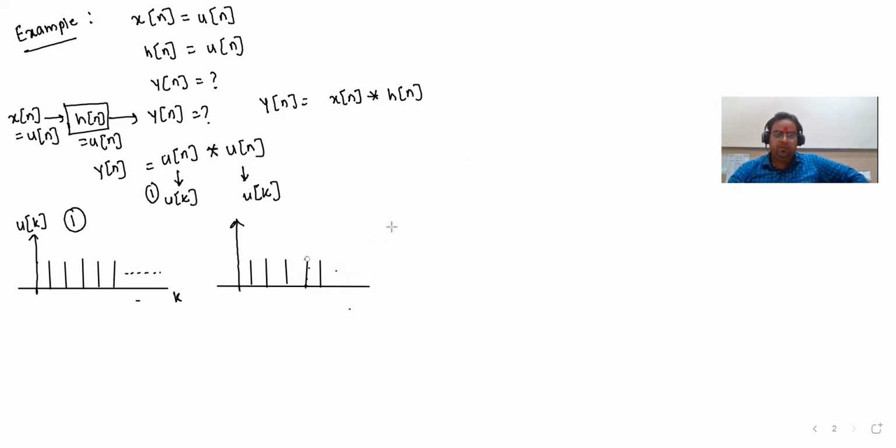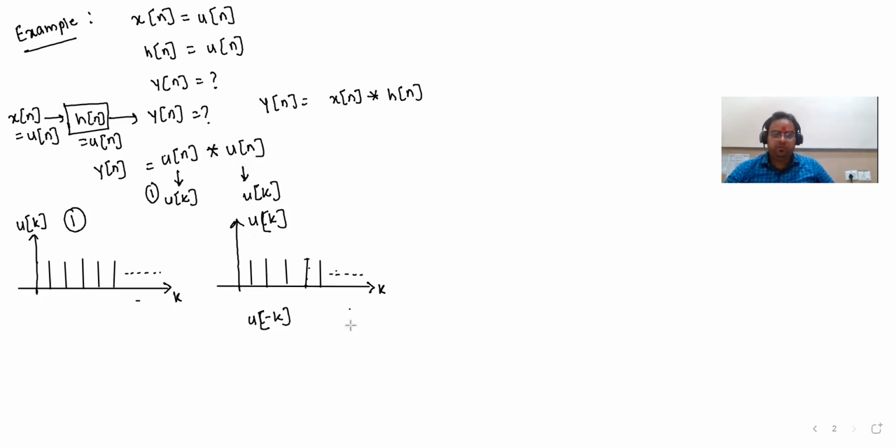Anyway, this is a straight line again. So this kind of signal that we have as our second signal, and this is varying with k only. Okay. Now what we have to do? We have to perform time reversal here now. So that is u of minus k. That is what we have to do now.